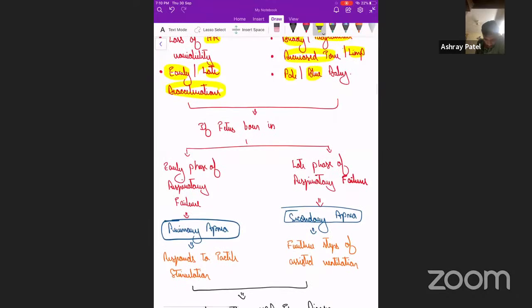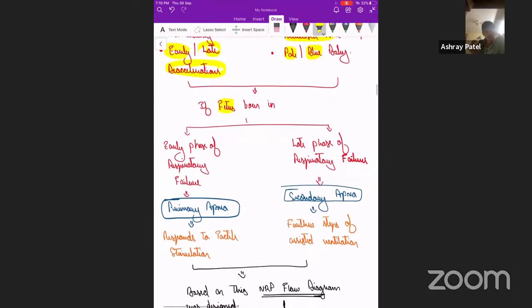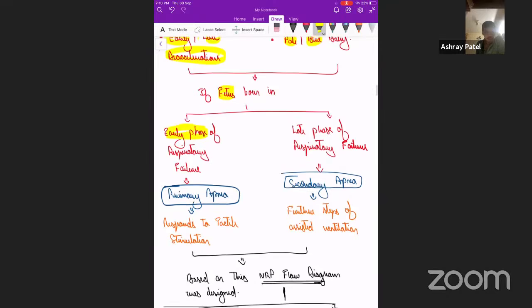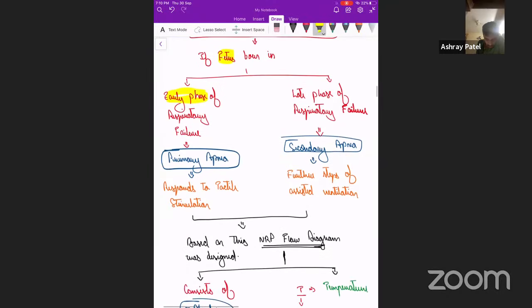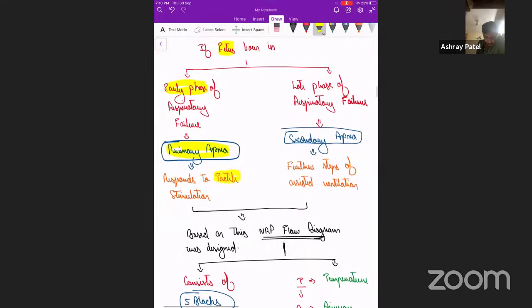Next, if this fetus is born in the early phase of respiratory failure, where there is some amount of respiratory compromise, then there will be primary apnea, and the baby just recovers; some amount of tactile stimulation is good enough for the baby to recover. What happens if it is in secondary apnea? That is, the baby is in the late phase of respiratory failure. Okay, this indicates that there is a late phase of respiratory failure.